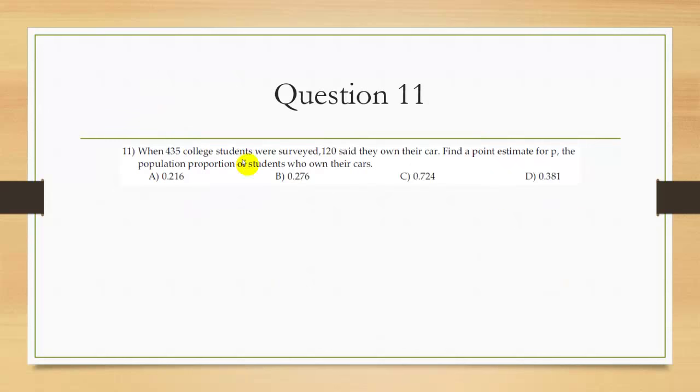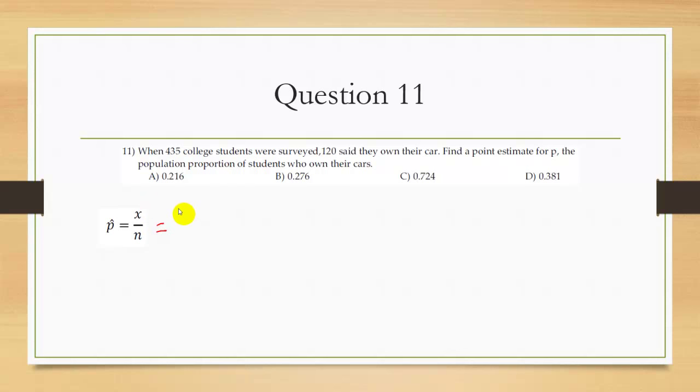For question 11, it says, when 435 college students were surveyed, 120 said they owned a car. Find the point estimate for P, P being the population proportion of students that own their own car. So our point estimate for P is P hat, and P hat is just the number of successes divided by N. And again, this is really what you would do even if you never took this class. If you want to find the proportion in a sample that does something, you find the number that do something divided by the sample size.